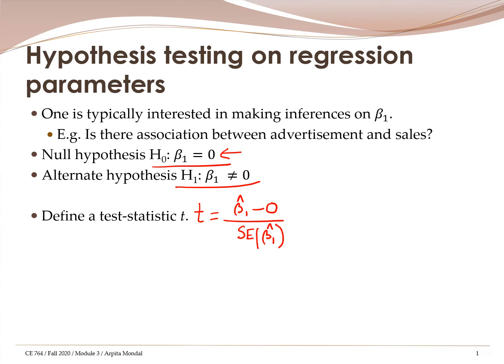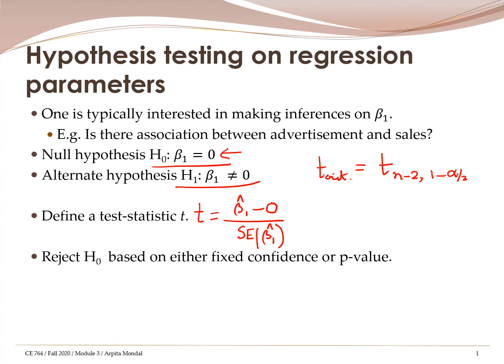And we also know that for simple linear regression, the critical value T critical is given by T with n minus 2 degrees of freedom and 1 minus alpha by 2, where alpha is the chosen level of significance. So we can test the null hypothesis and reject it based on the evidence in the data or not. We can reject H naught or not reject H naught based on either a fixed confidence or based on the p-value. If I write it for the fixed confidence level, then again, these are just extensions of the concepts on hypothesis testing that we discussed in module 2.